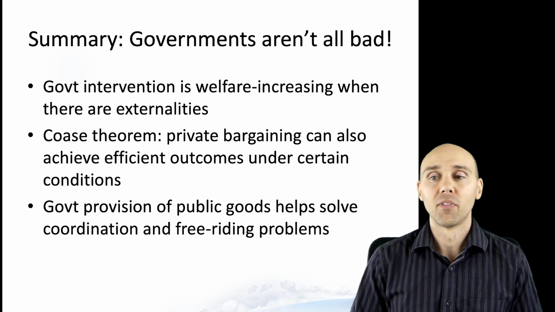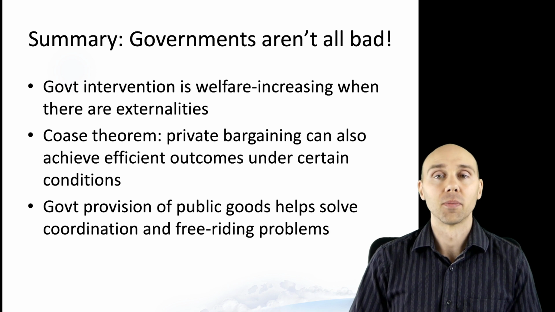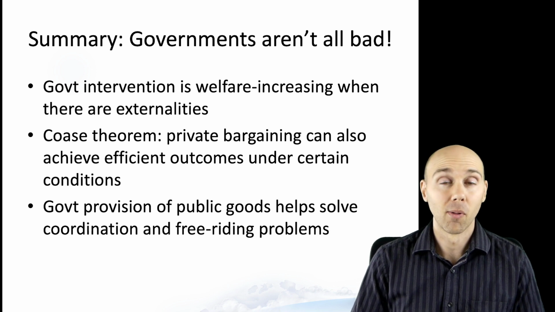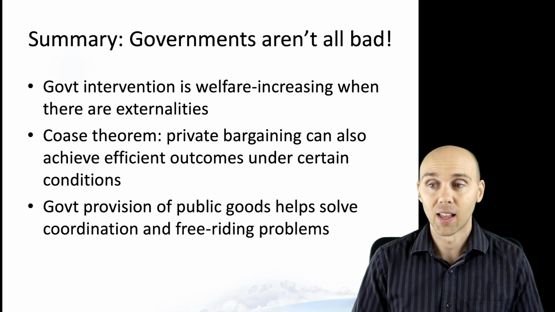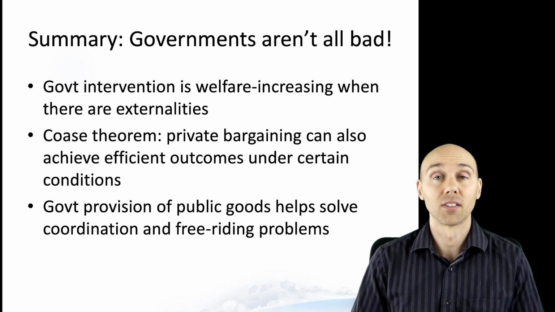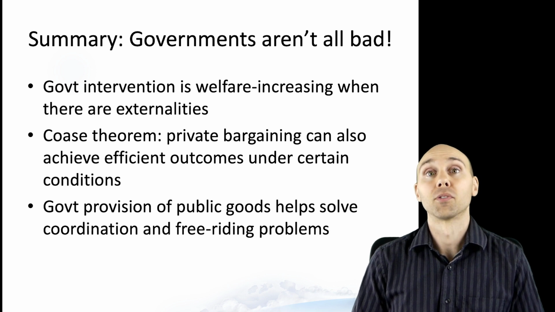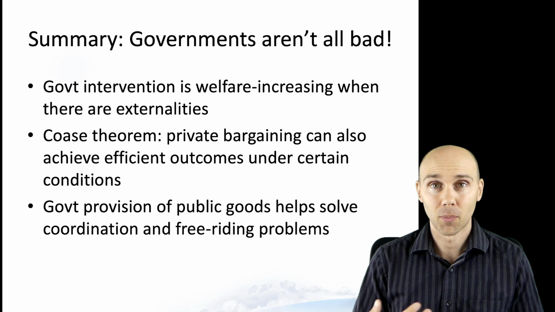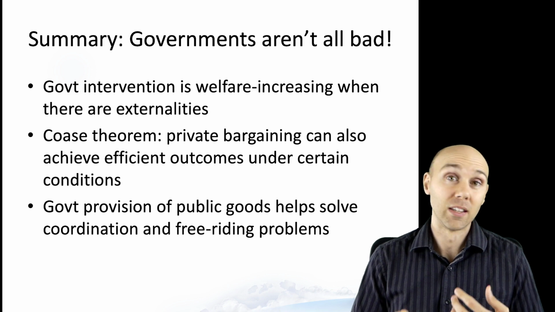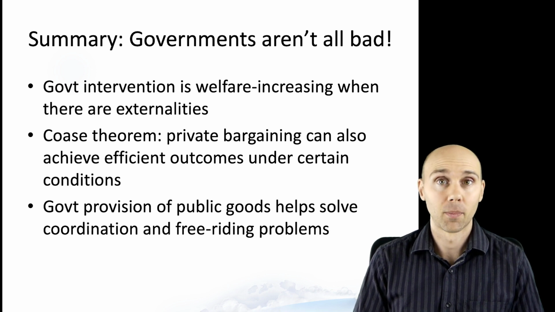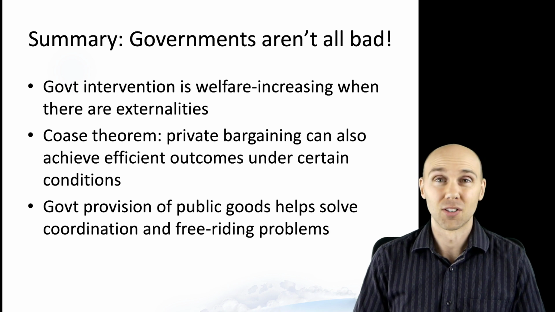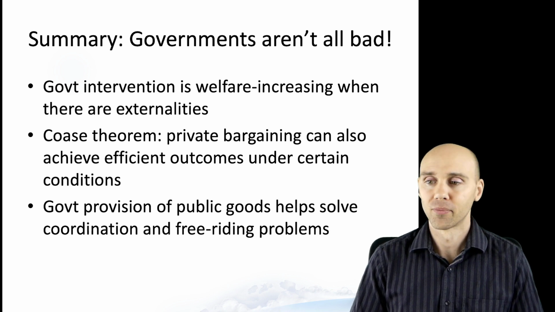And finally, the government provision of public goods can help to solve some coordination and free riding problems that people often face when it comes to goods that are non-rival or non-excludable. The way to fund that provision comes through taxation, which again is difficult in practice, but by adopting these two principles, ability to pay and pay as you go, the government can try to do its best job with that.